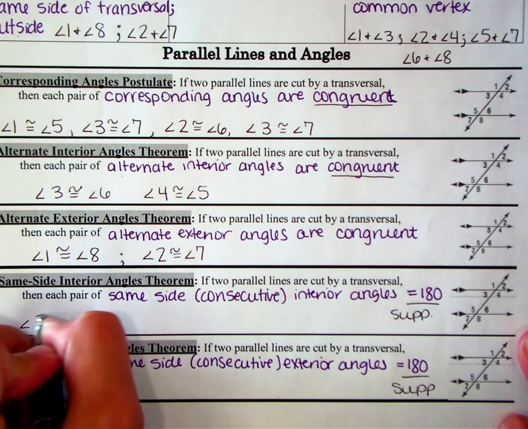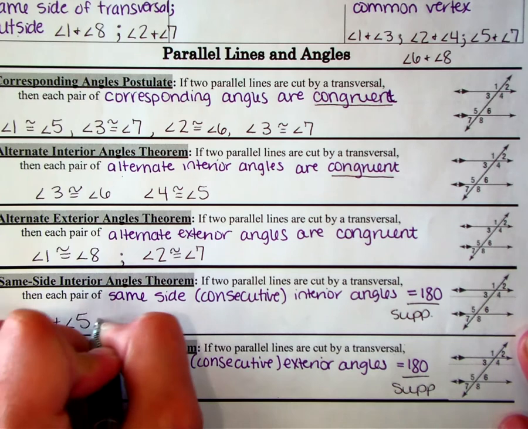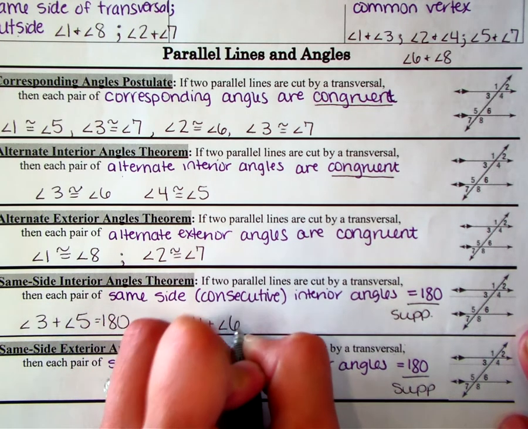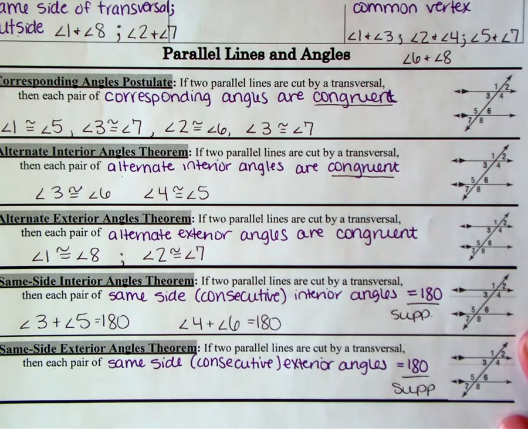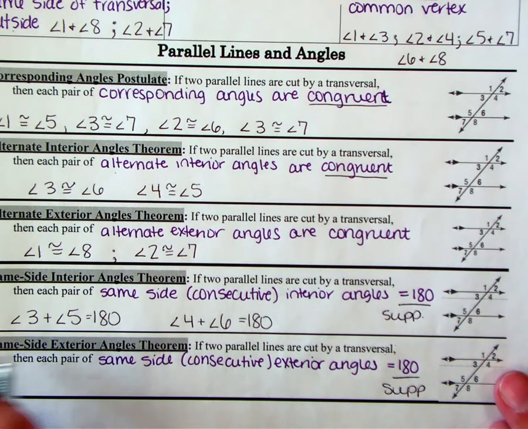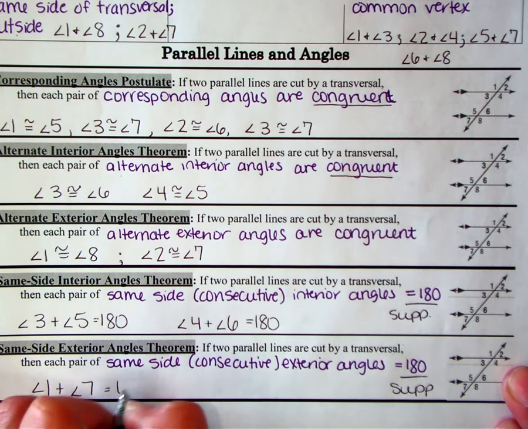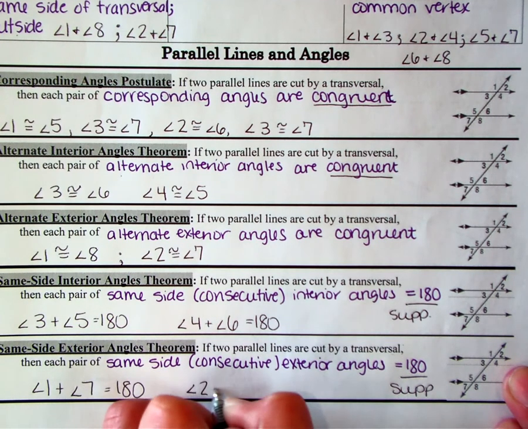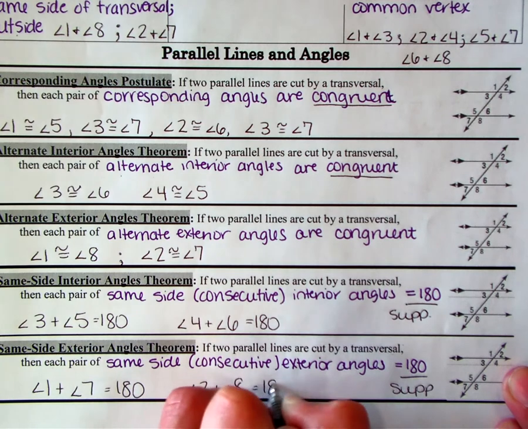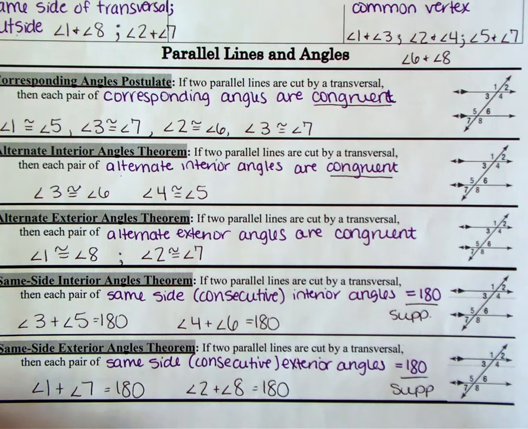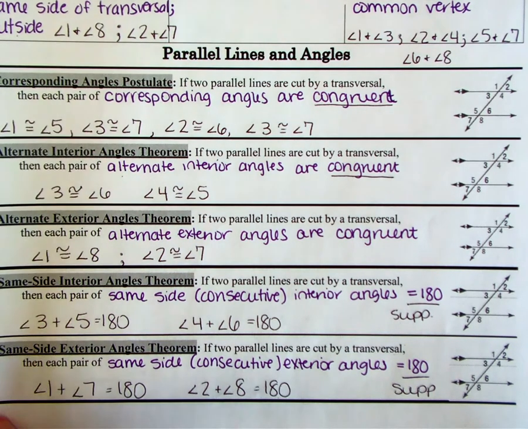So here we would say angle 3 plus angle 5 equals 180. And we would say angle 4 and angle 6 equal 180. Then those same side exterior, we would say angle 1 and angle 7 equal 180, and angle 2 and angle 8 equal 180. So we've got two relationships. We either have congruent angles or supplementary angles.